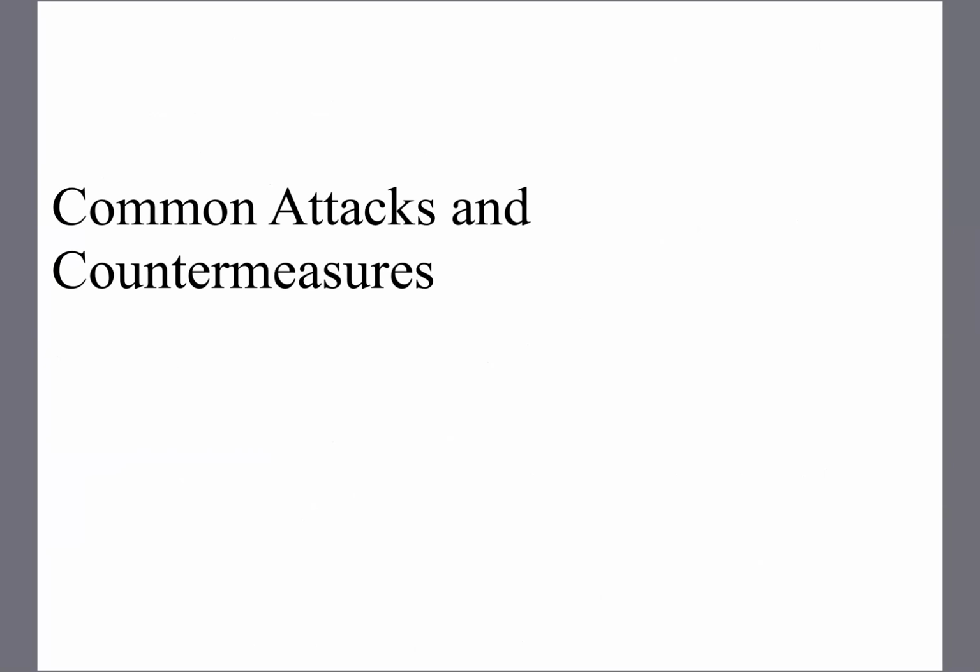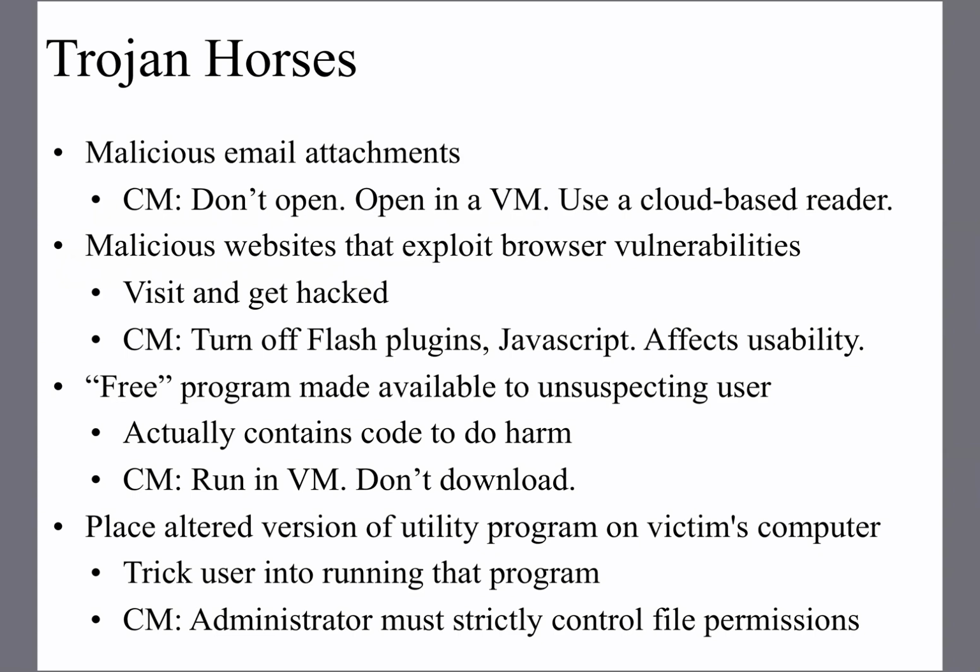So we're going to look a little more at these attacks and countermeasures. Trojan horses are, usually someone tries to inject a malware or a virus into your system using something else that looks innocuous. For example, email attachments. Someone may send you an email attachment, and if you open that email attachment, your system is compromised because it executes some malicious code, right?